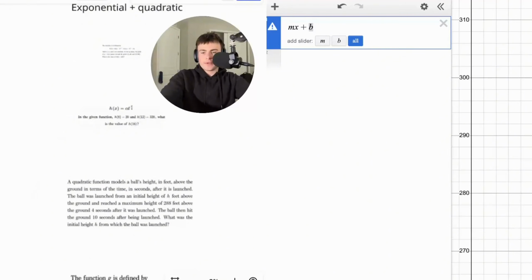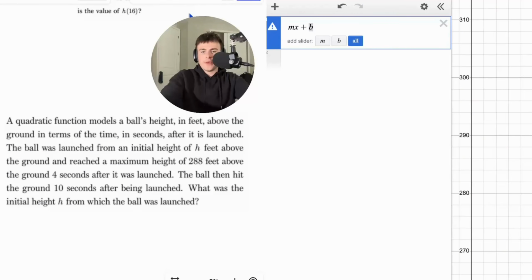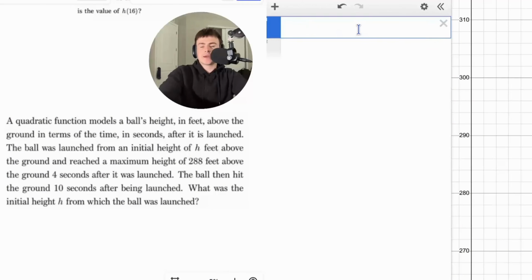Anyway, let's go back to this question and actually solve it in depth so I can explain the process, because this question is extremely common. I've seen it many, many times. I've taken the SAT probably 7 times at this point, 6, I guess, and I've seen it on half of them, which is a very high frequency. A quadratic function models a ball's height in feet above the ground in terms of the time in seconds after it's launched. The ball was launched from an initial height of h feet above the ground, so that's like the y-intercept, and reached a maximum height of 288 feet 4 seconds after it was launched.